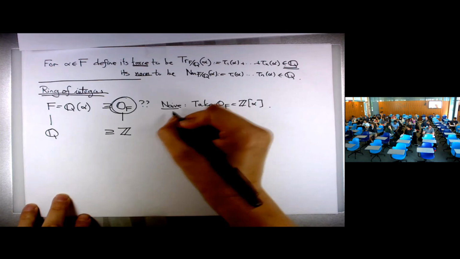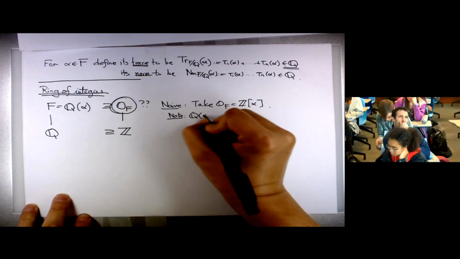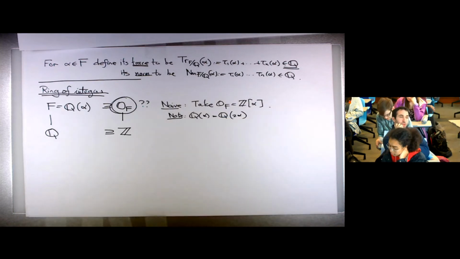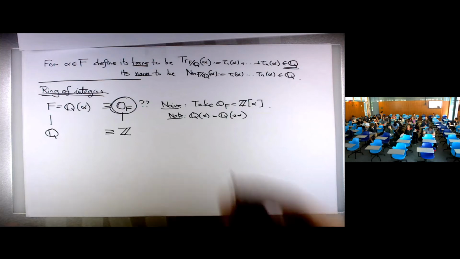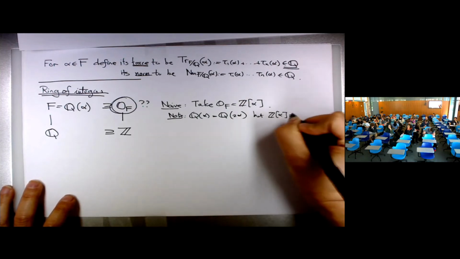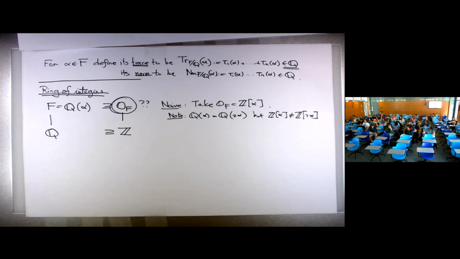What's the problem? Note that Q adjoin alpha is the same as Q adjoin 2 alpha. You can either join alpha or 2 alpha to Q, and you're going to get the same field. But of course, Z adjoin alpha is definitely going to be different from Z adjoin 2 alpha. In some sense, if you were to define the ring of integers this way, it would depend on the choice of the generator alpha.